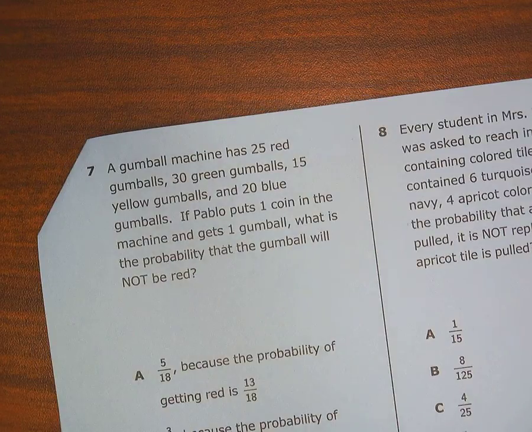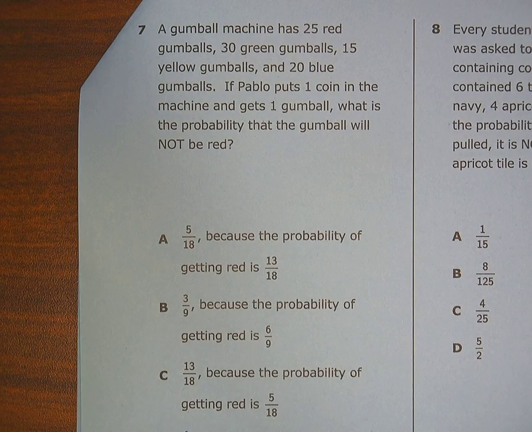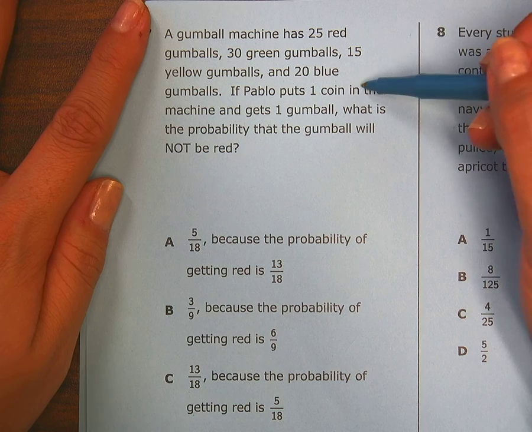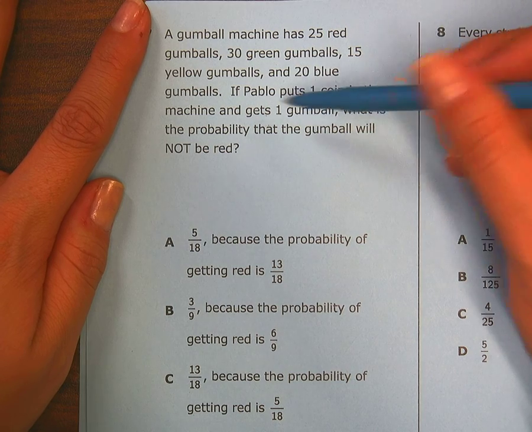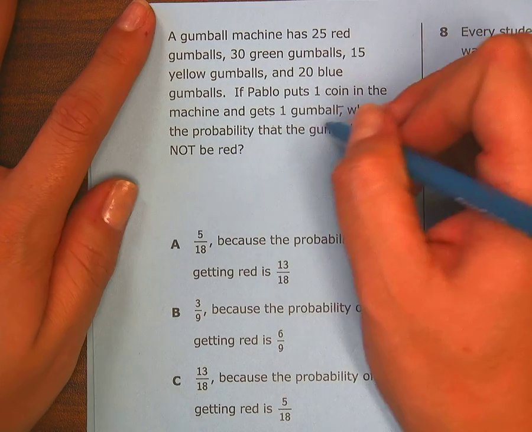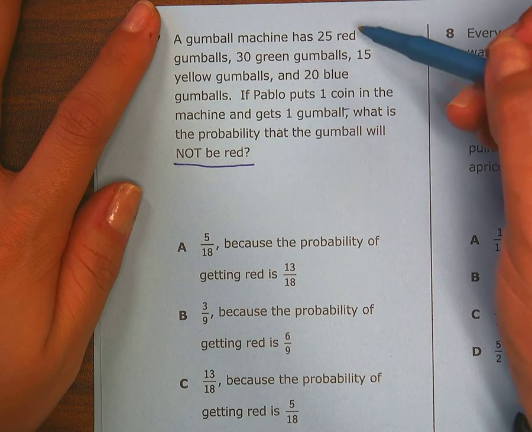Let's do number 7 also, and 8. A gumball machine has 25 red, 30, and so on. I know I'm probably going to have to add those all up. If Pablo puts 1 coin in the machine and gets 1 gumball, what is the probability that the gumball will not be red? Okay, so not red. How many are not? 25.